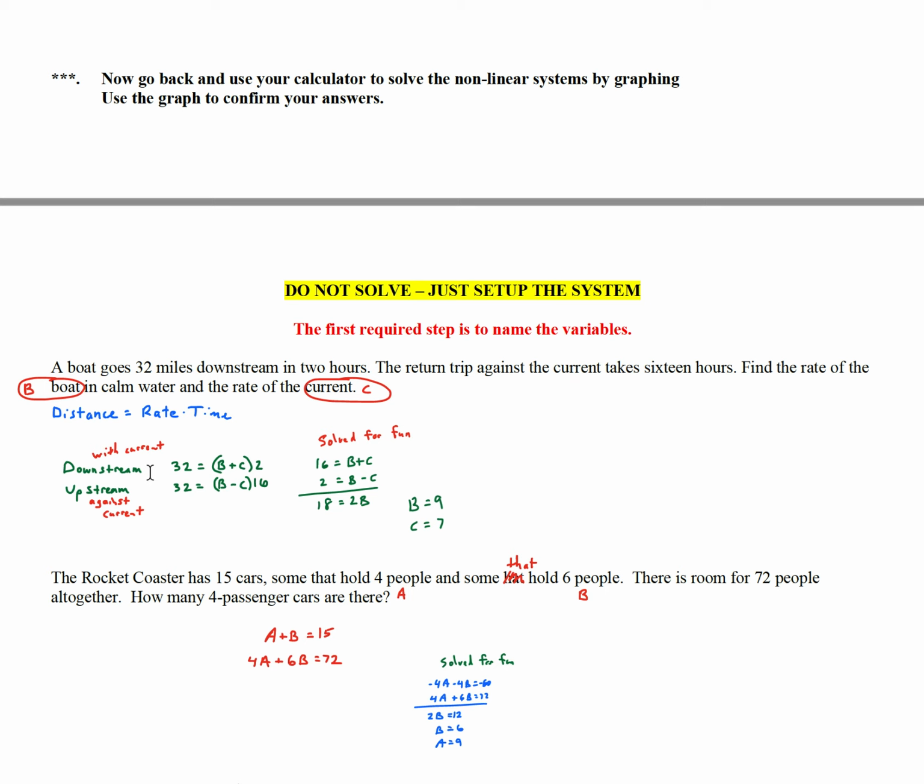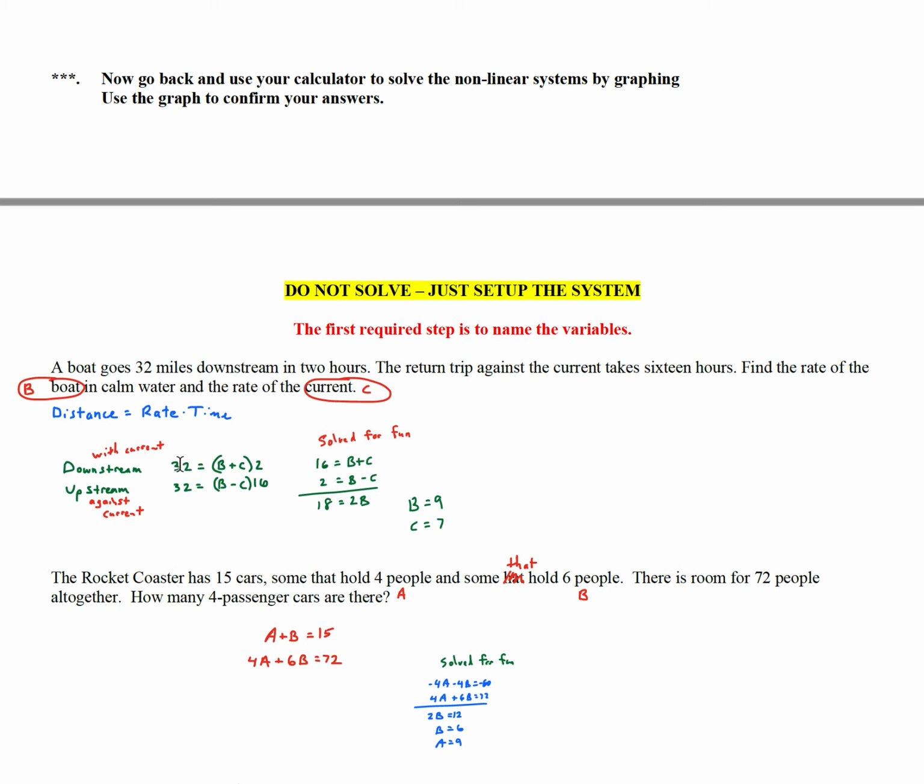When you go with the current, you go faster. And when you go against the current, you go slower by that amount. So my variables here: B is the boat and C is the current. So when I'm going downstream, I get the boat plus the current. That's my rate times 2 hours, and I went 32 miles. And then upstream, my boat minus the current is how fast I'm going. The current is hurting me, and it took me 16 hours to go 32.